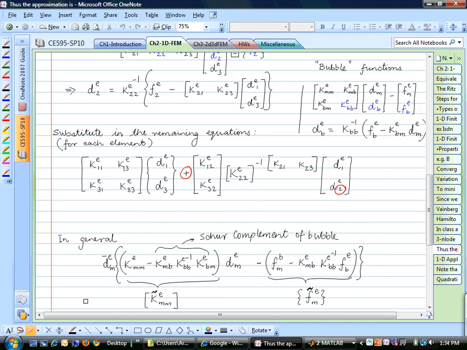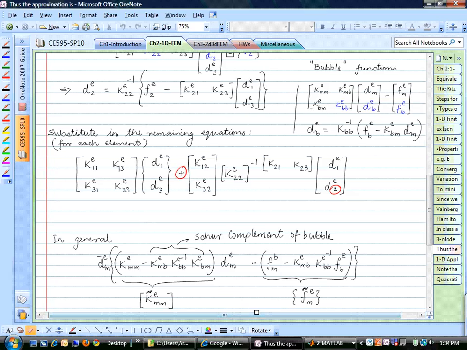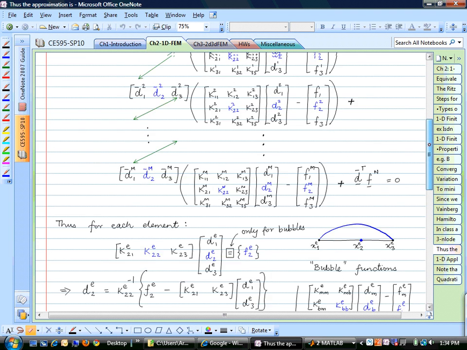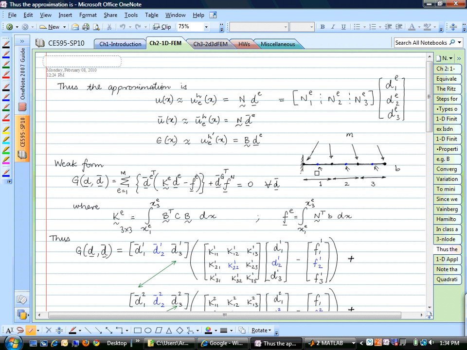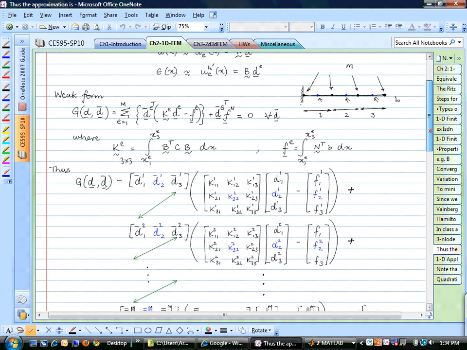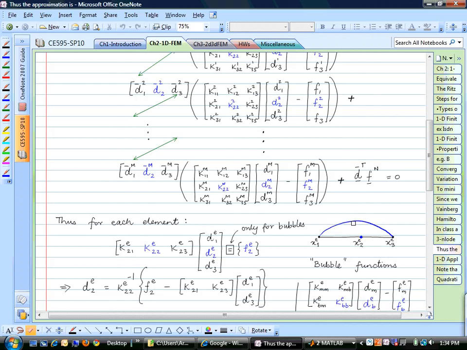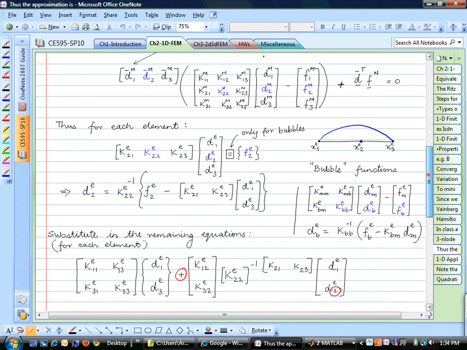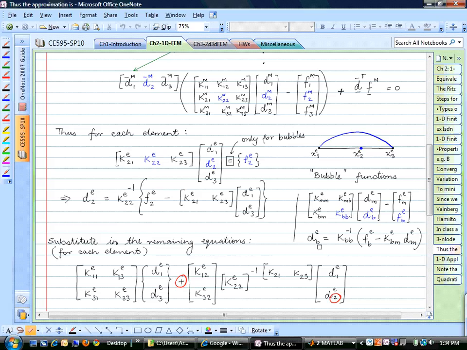So if you take a look at this equation that we were talking about, how to do static condensation for this three node finite element. This is problem 2 on your homework 4 that I've assigned. In this, I'm asking you to first solve it without using static condensation, and then solve it with static condensation, and you should get the same answer. The thing that we use for static condensation is called the Schur complement of the bubble functions.